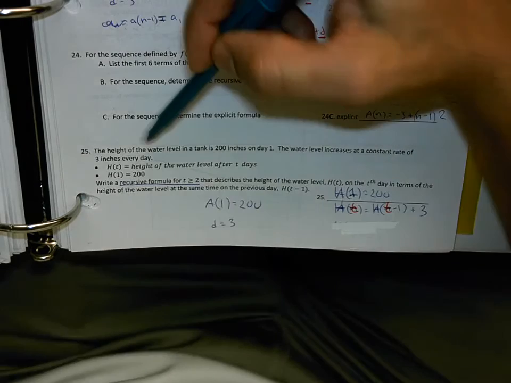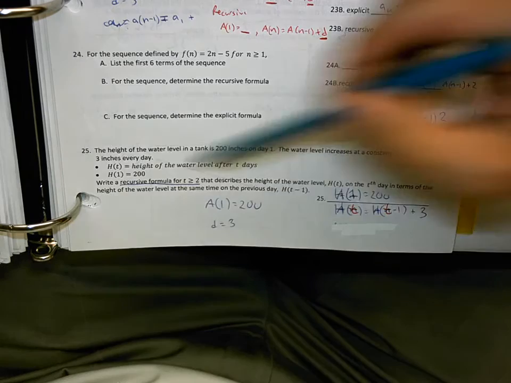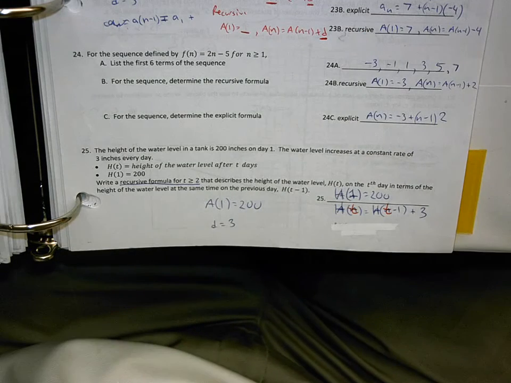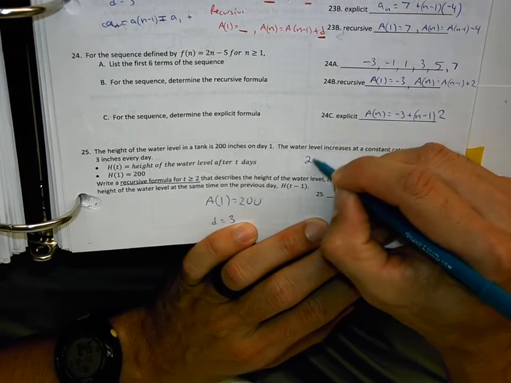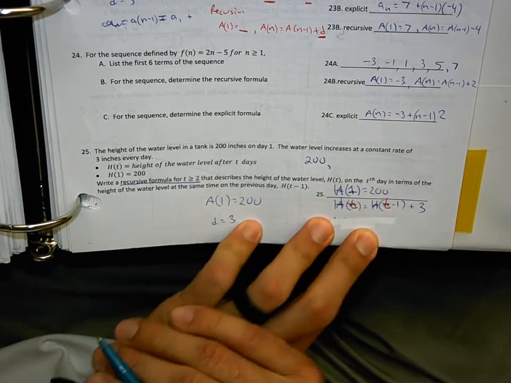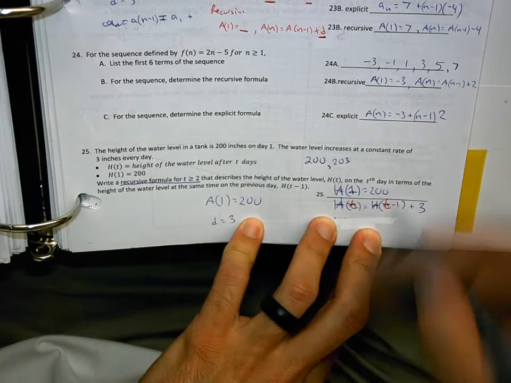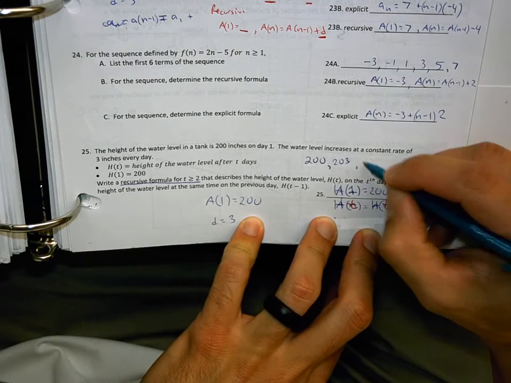I think that the wording on 25 is a little bit hard. The height of the water level in a tank is 200 inches on day 1. The water level increases at a constant rate of 3 inches every day. So if I were to write out the numbers, this is what it looks like. Day 1 is 200 inches, right? What's it on day 2? 203. And then what is it on day 3?